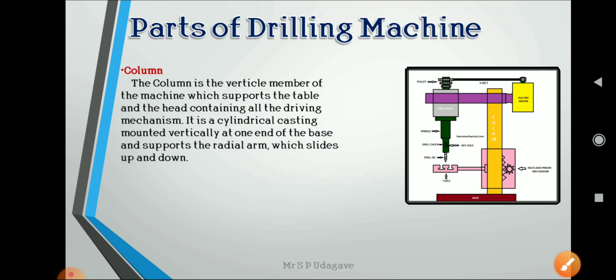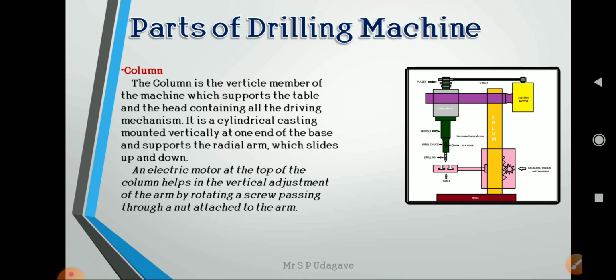The next part is the column. The vertical, cylindrical portion is called the column. The column is the vertical member of the machine which supports the table and the head containing all the driving mechanism. It is a cylindrical casting mounted vertically at one end of the base and supports the radial arm, which slides up and down. The radial arm, as shown in the figure, is mounted on the column and moves up and down along it.